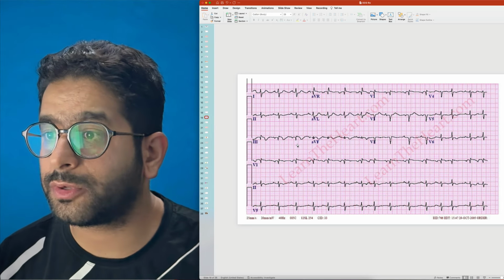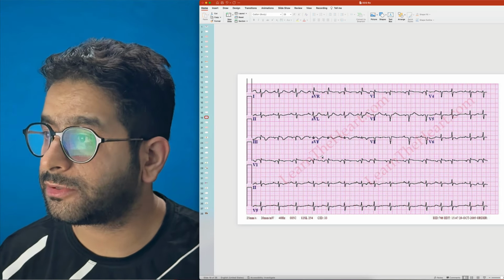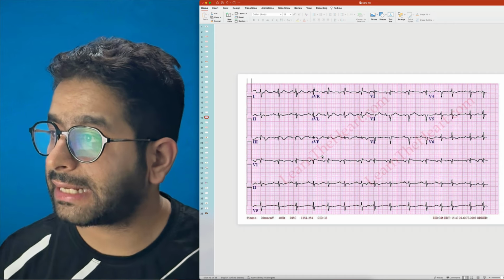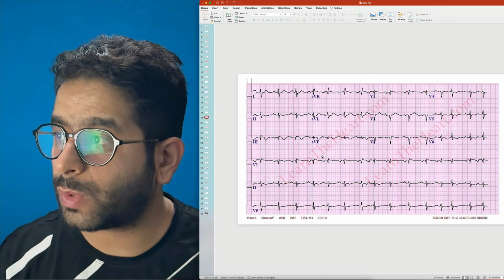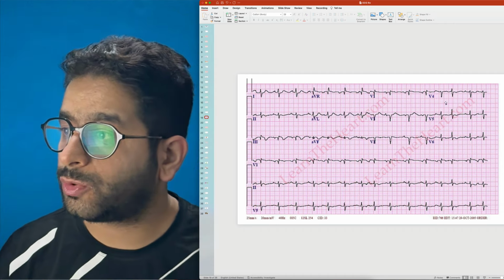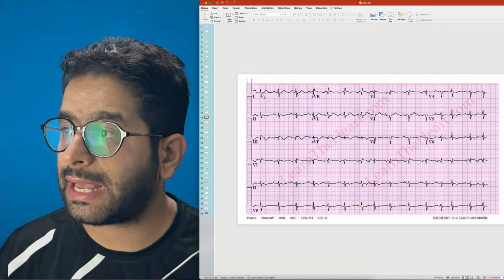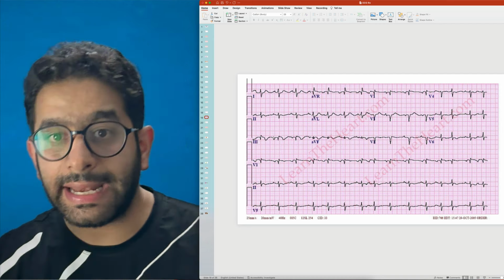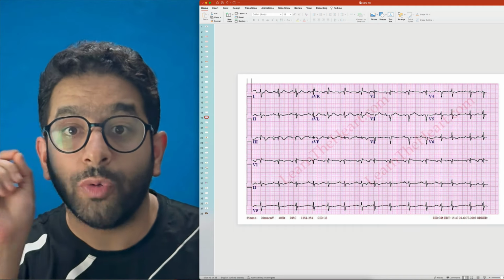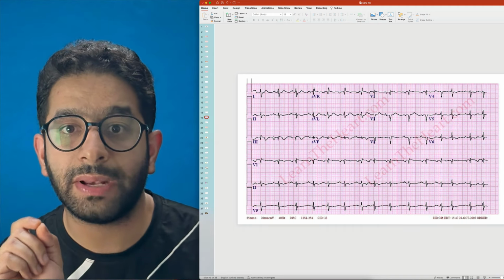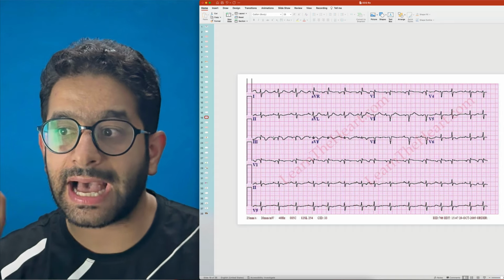I told you that you should just remember it for your lifetime. That you have S waves in lead 1, you have Q waves in lead 3, you have T inversion in lead 3. This is S1, Q3, T3, and in the right setting, in a patient in whom you're suspecting acute pulmonary embolism or right heart strain, this is a highly specific ECG.